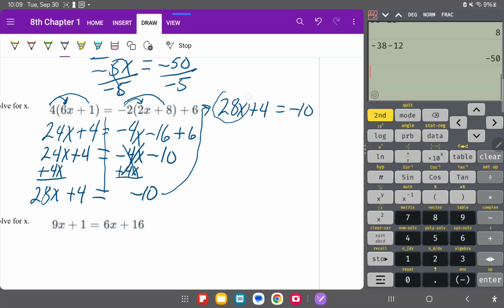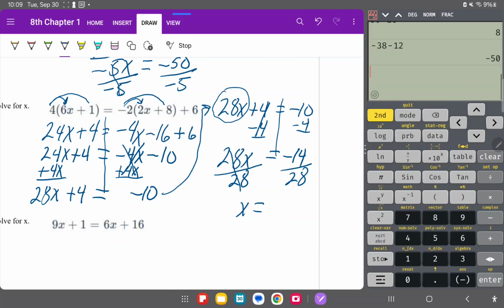Now, here the x's are all together. We want to get that by itself. So we're going to subtract 4, right, from both sides. So I have 28x equals negative 14. All right, so now we want to divide by 28. All right, so x will equal, so that is negative 14 divided by 28. And so that's going to give you negative 1/2. Okay, negative 1/2 is the answer we're looking for on that one.